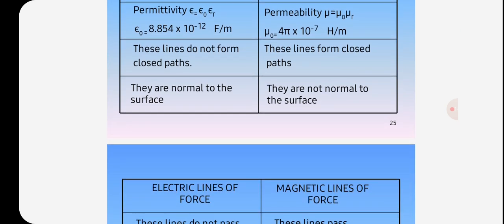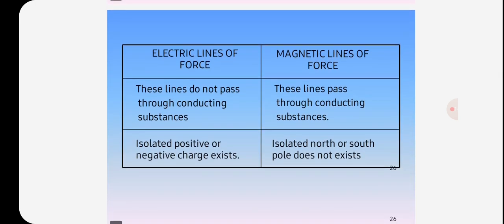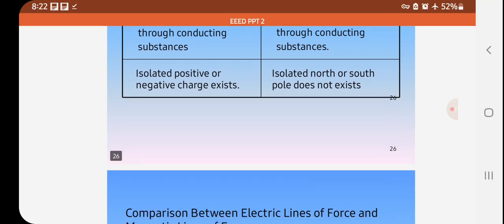They are normal to the surface. They are not normal to the surface. In electric lines of force, these lines do not pass through conducting substances. In magnetic lines of force, these lines pass through conducting substances. In electric lines of force, isolated positive or negative charges exist. In magnetic lines of force, isolated north or south poles do not exist.